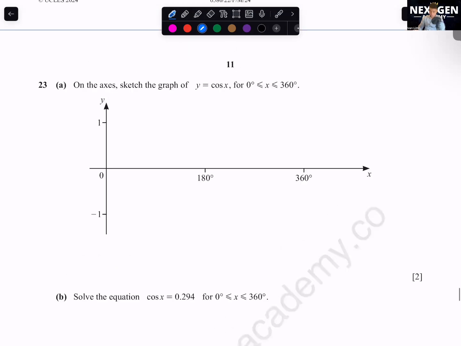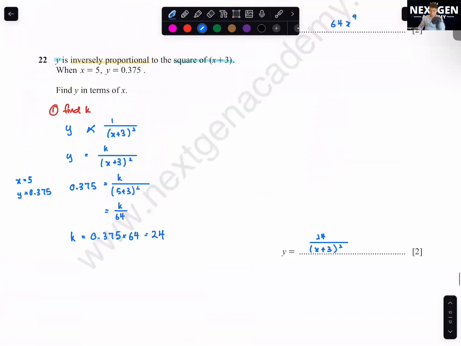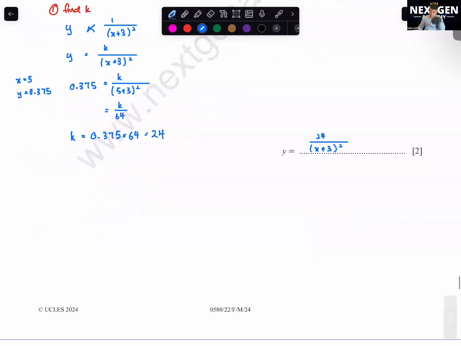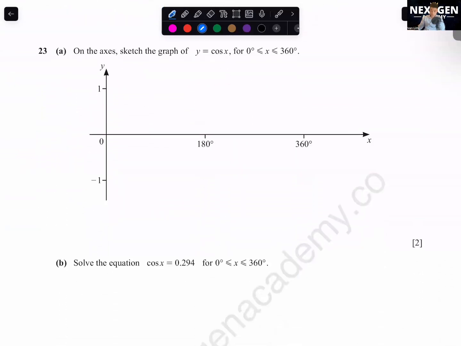Okay, how do I draw the cos graph? Question 22. I'll send this to you all later. If I scroll down already, take a screenshot. Okay, how can we find the cos graph? You all know how to draw a cos graph, okay?